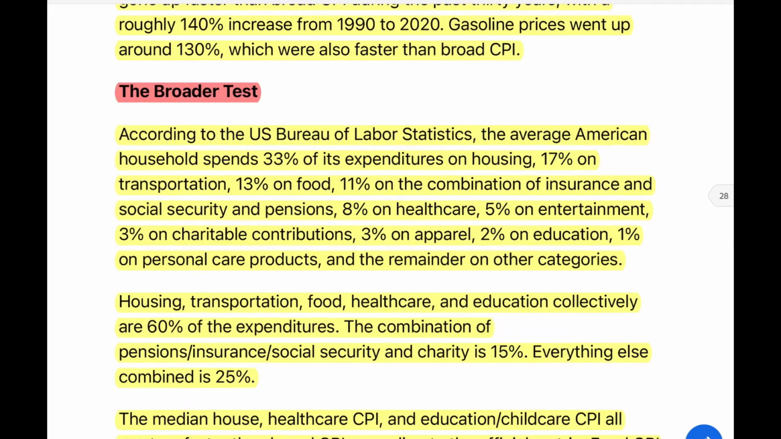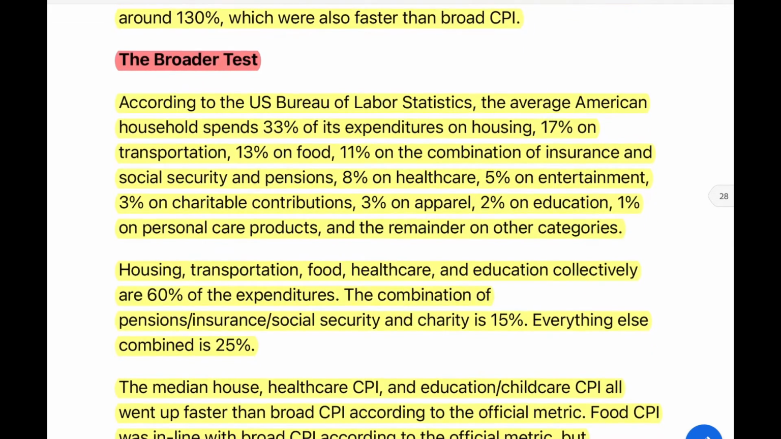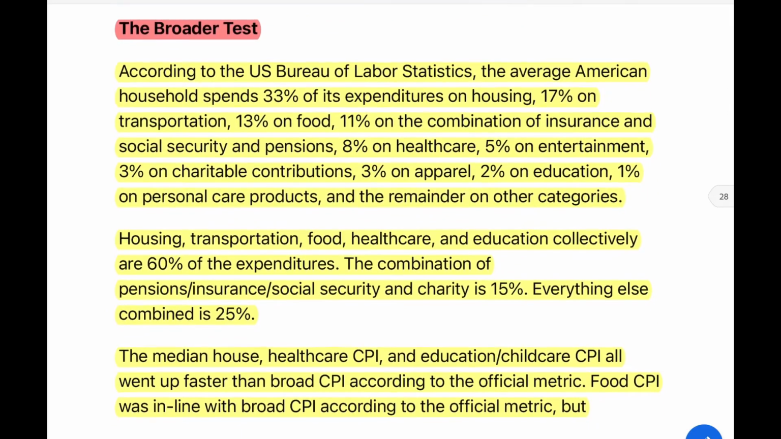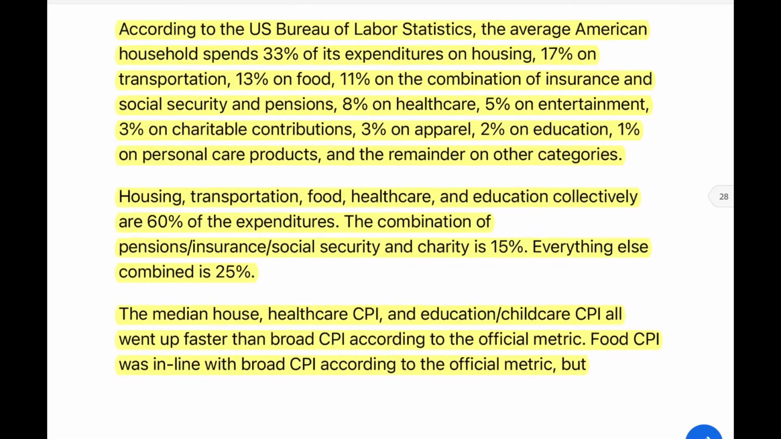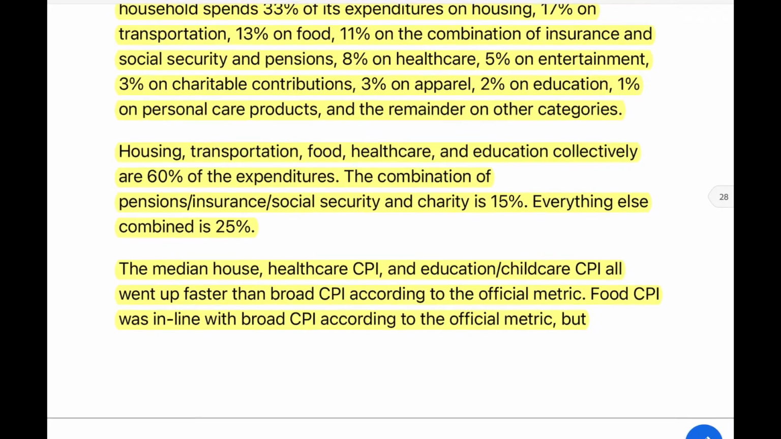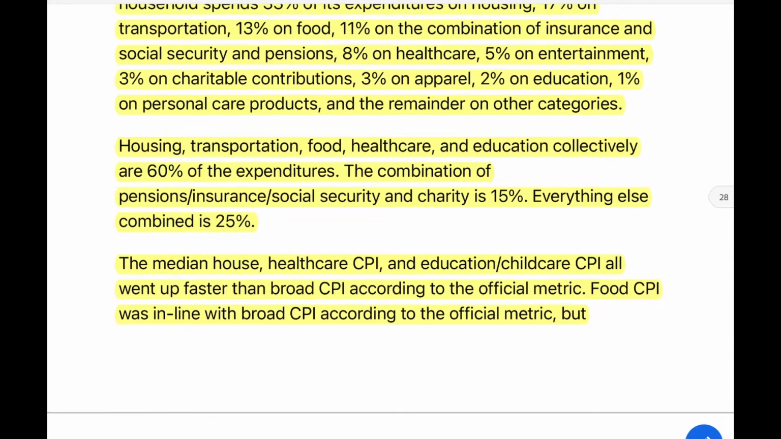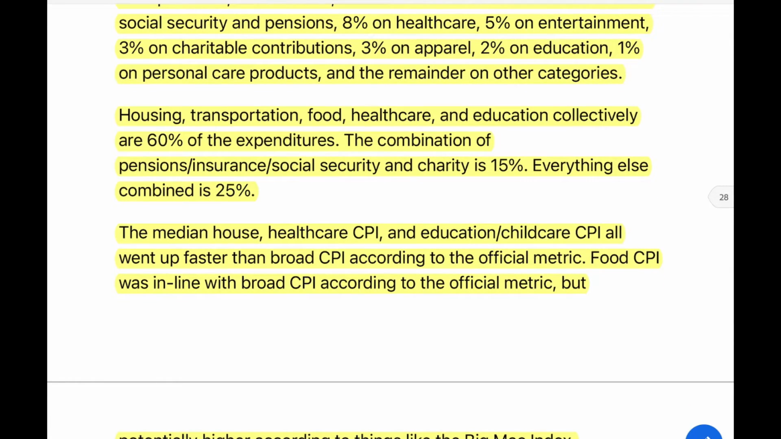Gasoline prices went up around 130%, which was also faster than the broad CPI. The broader test: according to the U.S. Bureau of Labor Statistics, the average American household spends 33% of its money on housing, 17% on transportation, 13% on food, 11% on the combination of insurance and Social Security and pensions, 8% on health care, 5% on entertainment, 3% on charitable contributions, 3% on payroll, 2% on education, 1% on personal care products, and the remainder on other categories.